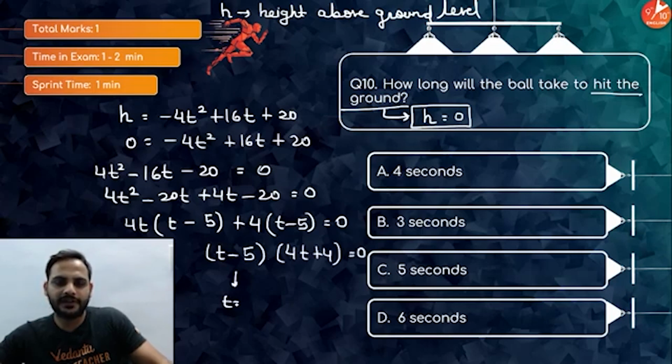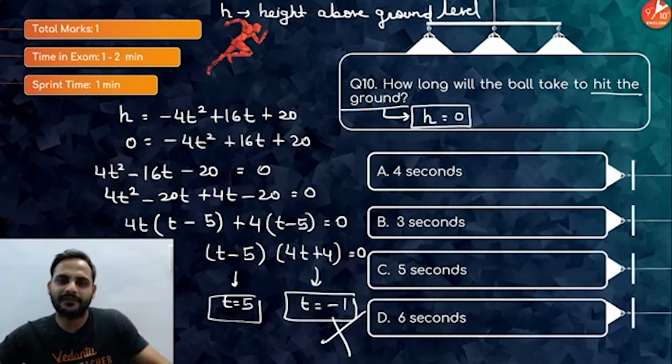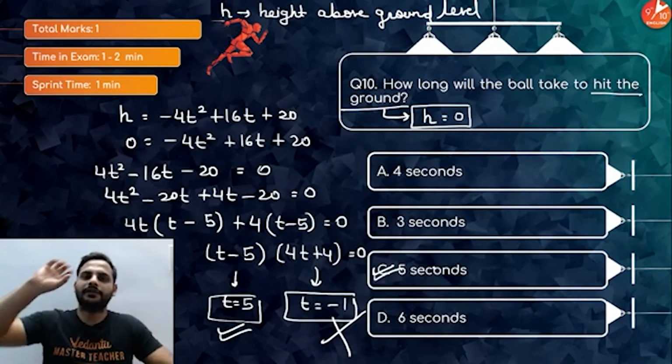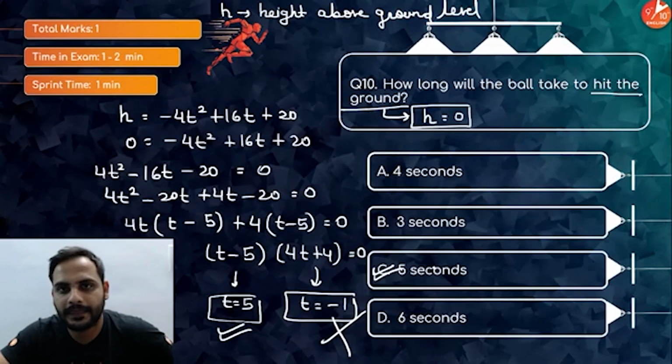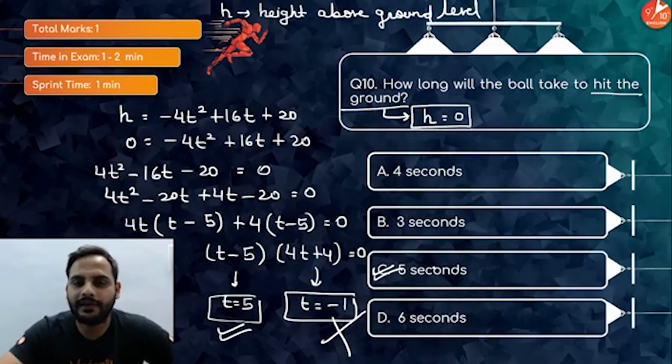From here you'll get t is equal to 5. From here you'll get t is equal to minus 1. We know time cannot be negative. That is wrong. t equal to 5 seconds will be your correct answer. Once she has thrown, the ball will hit the ground after 5 seconds. Okay children, ball will hit the ground after 5 seconds.